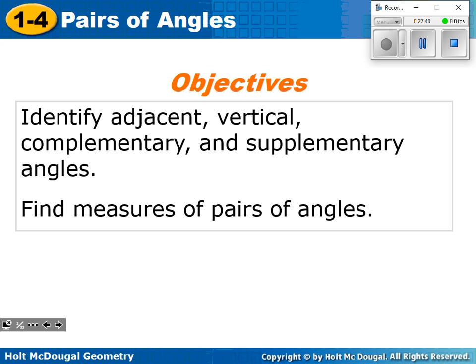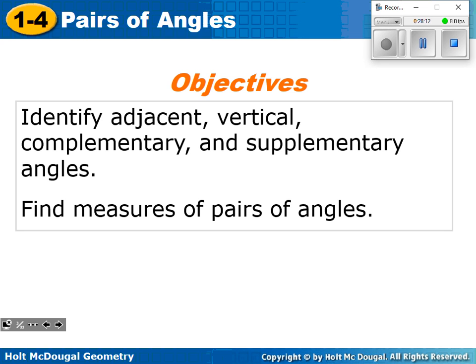This section is really just a few vocabulary words and then applying it to some problems. So we're only going to talk about some pairs of angles, starting with adjacent, and then we're going to talk about complementary versus supplementary. We're going to talk about linear pair, which is not up here, but it is in the notes, and then we're going to end with vertical angles.